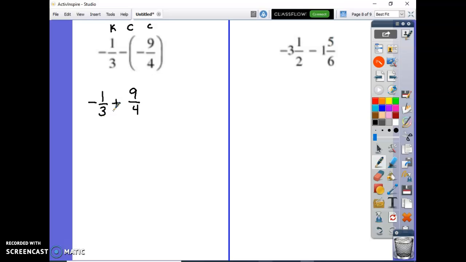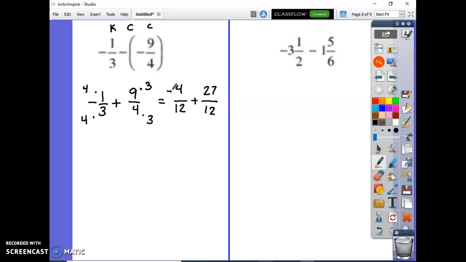Okay, so now we have keep, change, uncommon denominators, so we're going to make sure that we have common denominators first. The least common denominator is 12, so we're going to have to multiply this by 4. Whatever we do to the bottom, we must do to the top. Multiply that by 3. That gives us 4 times 1 is 4. 4 times 3 is 12. And don't forget that negative sign. Plus 9 times 3 is 27, and 4 times 3 is 12.